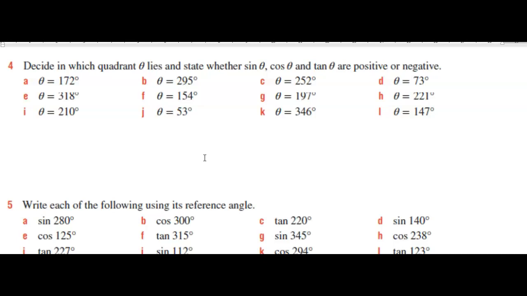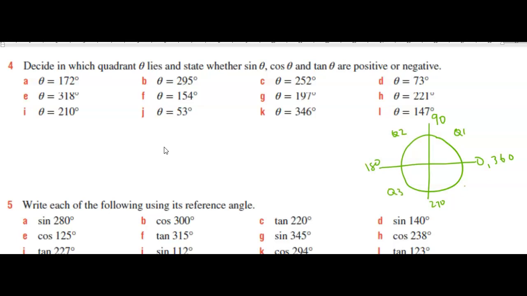Question 4 we'll do as well, and then I might stop there, just so we can leave it at 20 minutes. So decide in which quadrant theta lies and state whether sine theta, cos theta, and tan theta are positive or negative. So just quickly drawing the unit circle. So we're starting at 0. Remember, we go in an anti-clockwise direction. We go back up to 360. This is quadrant 1, quadrant 2, quadrant 3, quadrant 4.